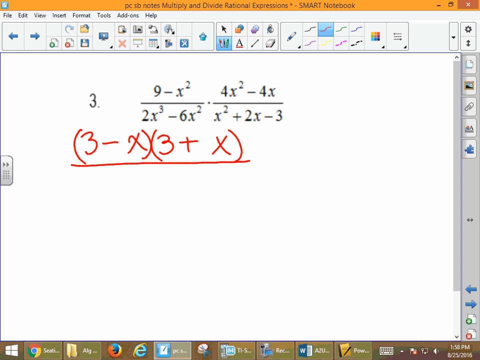Down here in our denominator, looking at the GCF, whenever we see a number in front of the x, look at the biggest x term, the x cubed, the highest degree term, and see if we have a GCF. And luckily, we do. Not only is it 2, it's 2x squared. When we factor out a 2x squared, we're left with x minus 3.